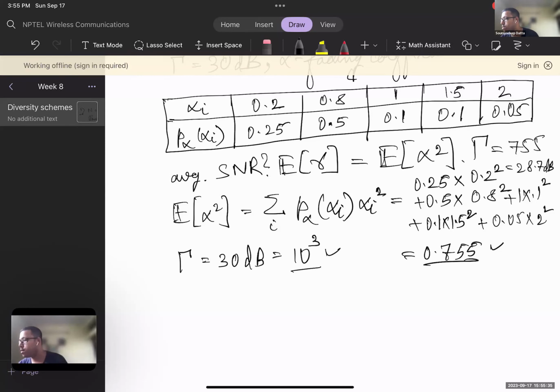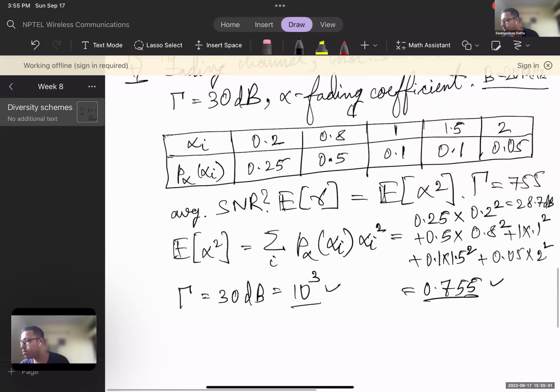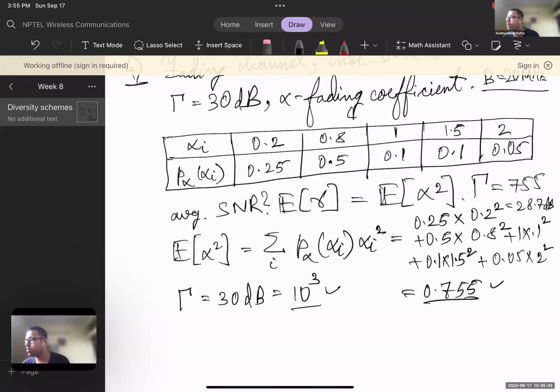So one mistake that could have happened is if you multiply 0.755 directly with this value gamma in dB, 30 dB. So if you did 0.755 into 30, your answer would be wrong. Why? Because this formula is itself not in dB scale. This is a formula in linear scale, right? So if you have to calculate in dB scale, you have to write the formula in dB scale.